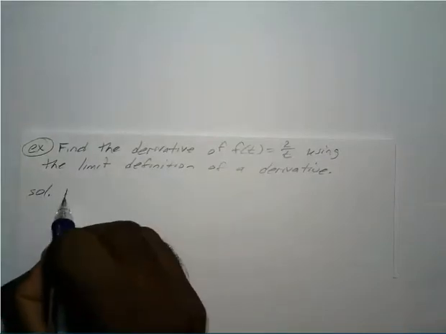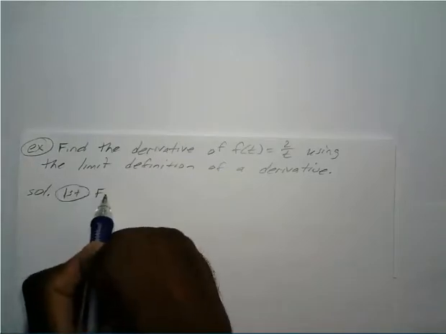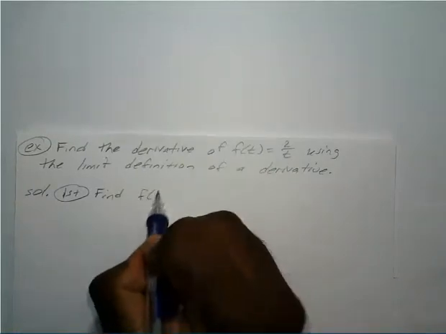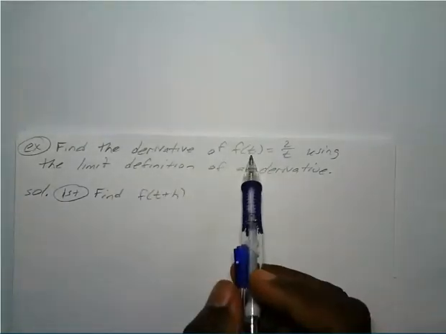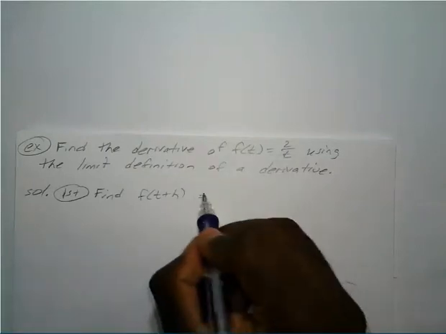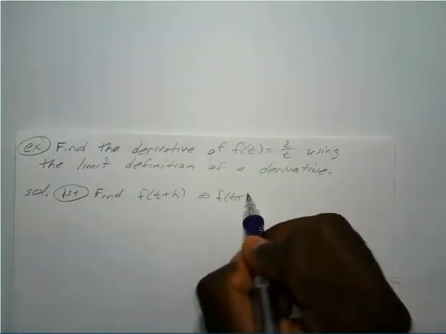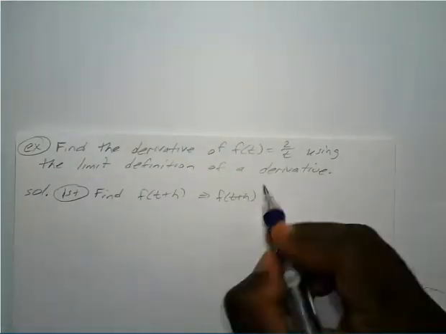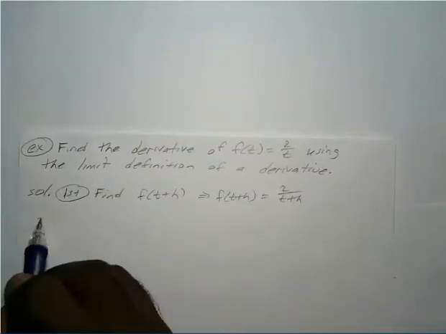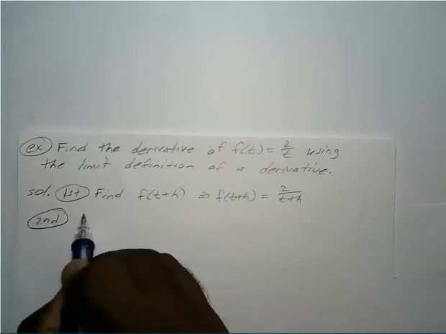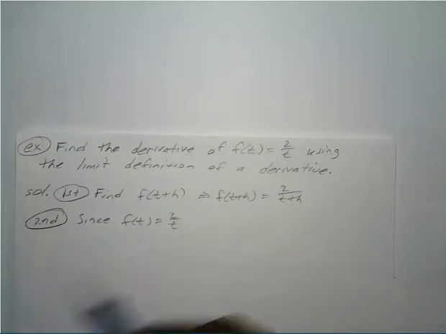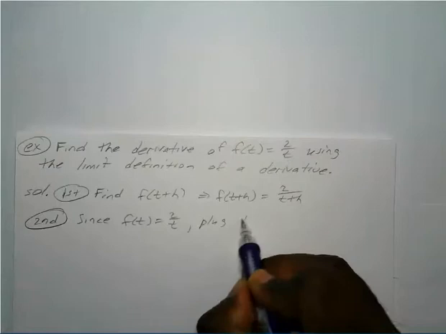Okay, so remember your first step, which should be well known by now, we're going to find f of t plus h. Now the x there is t, so f of t plus h. We're just replacing t with t plus h, so that's 2 over t plus h. And we go ahead and go to our second step. Since f of t is equal to 2 over t, plug them in.